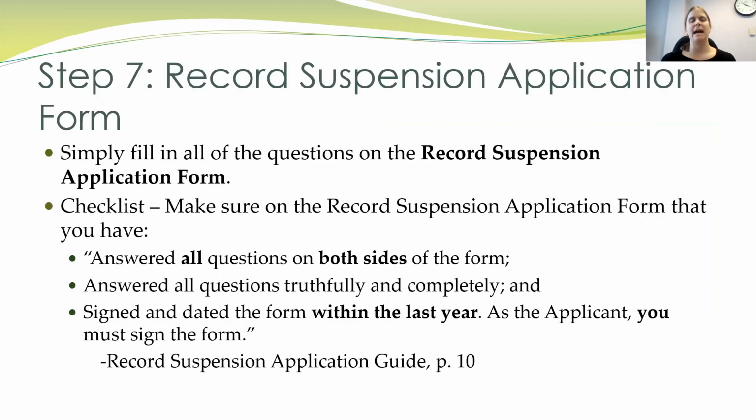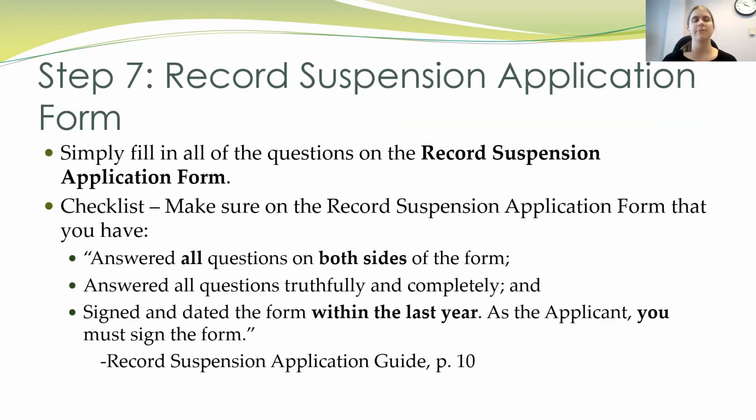All right, and so now we're going to talk about step 7, and that's just filling out the record suspension application form. So this step is very, very simple. And here on the guide, they just have this simple little checklist for you to make sure, again, you're filling everything out properly. They also warn you that it is, like the local police records check form, only valid within the last year after it was done, signed and dated. So again, just make sure you do this step close to when you're planning to submit your application.